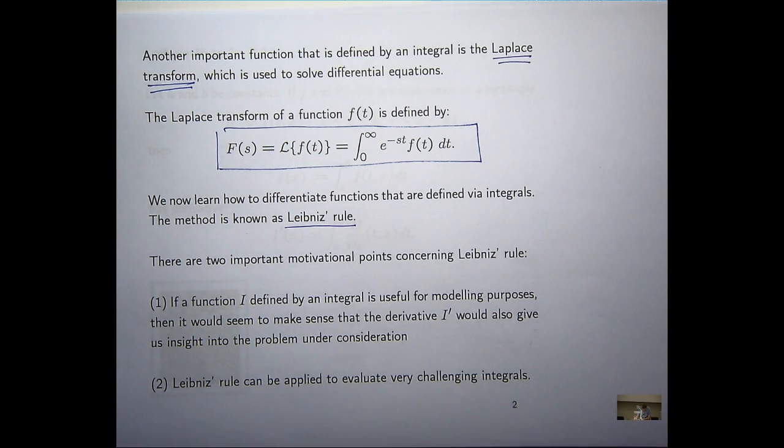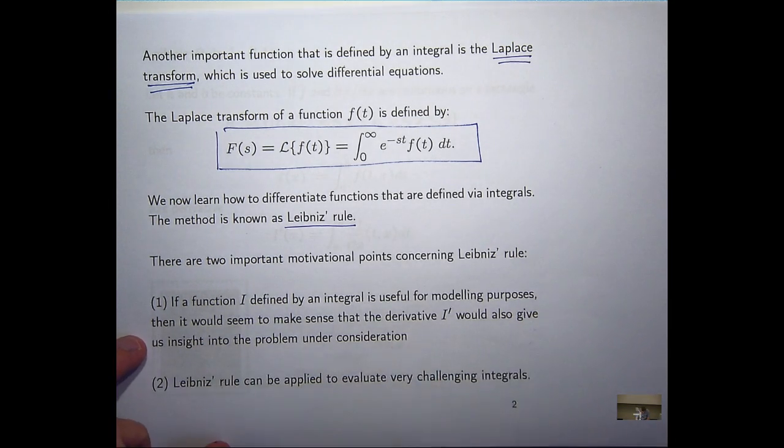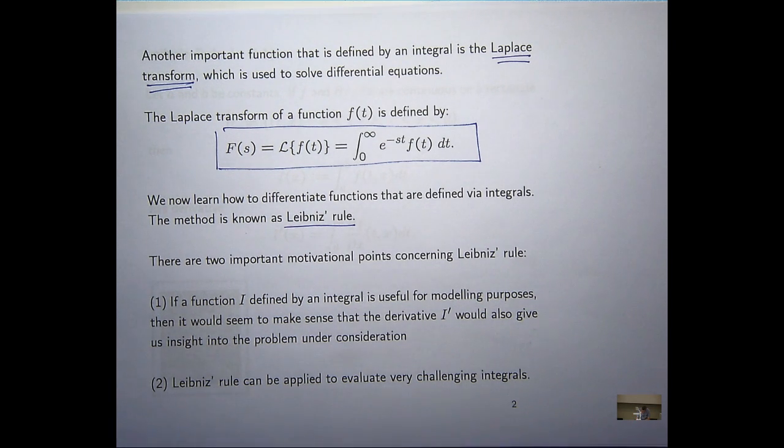Firstly, if a function defined through some sort of integral is useful for modeling purposes, for example, solving PDEs or something like this, then it would seem to make sense that the derivative would also give us insight into the problem under consideration. And secondly, Leibniz rule, as we'll see, can be applied to evaluate very challenging integrals. So it's a little bit of a strange situation where, as we'll see, you're actually using differentiation to integrate something. But I'll show you what I mean as we go along.